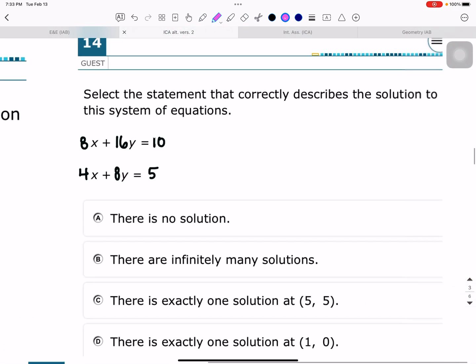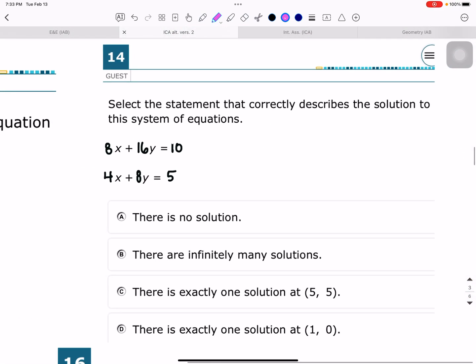All right, let's go to 14. Depending on if you understand these or not, this is my x, this is my y. What if I plug in 1 for x and 0 for y? Does that work? If you don't know how to do these, you can plug this in. So 8 times x, where x is 1, plus 16 times 0 for y. Does that equal 10? 8 plus 0 equals 10? No, it does not. So this is not an answer.